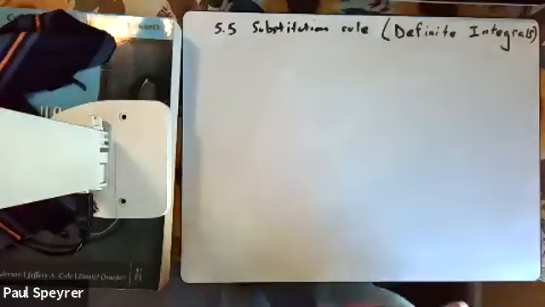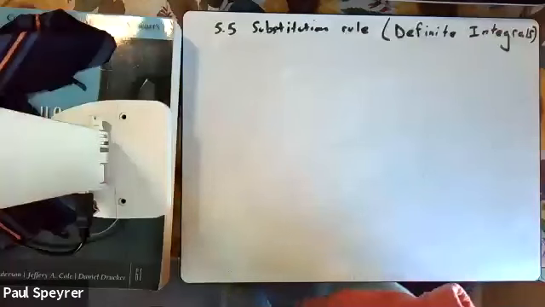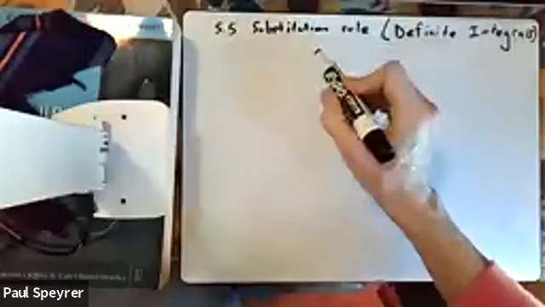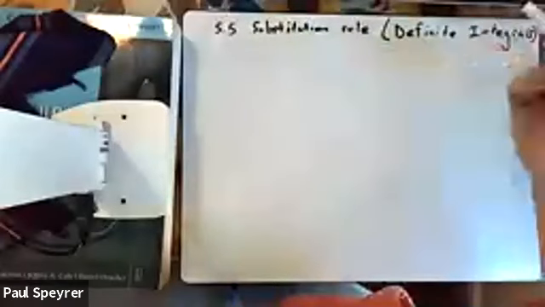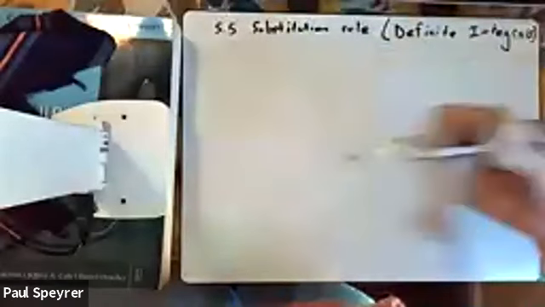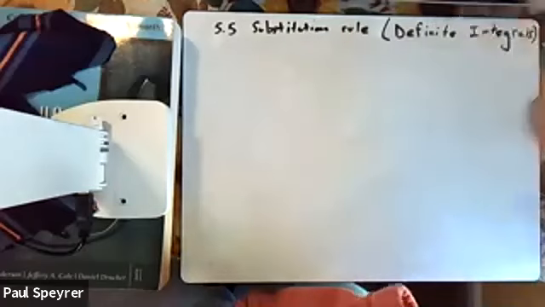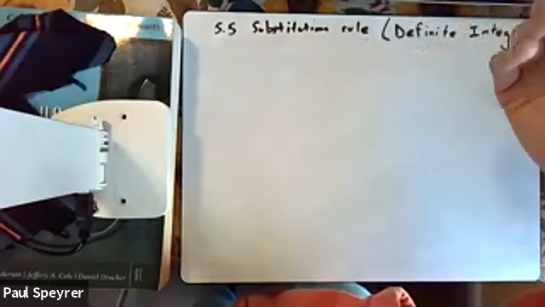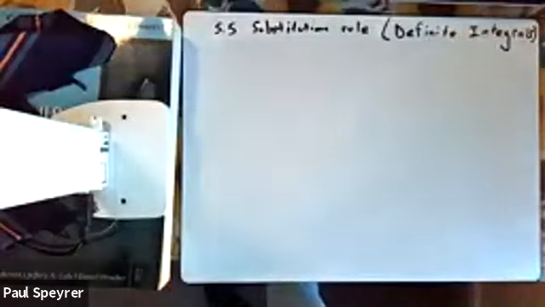Okay, so continuing with 5.5, this is the second part. So remember 5 was talking about the substitution rule. The first part, I did it with indefinite integrals. Now we're going to do it with definite integrals. It's pretty much the same exact process, except that now we have to evaluate the integral at the end, right? We're no longer going to have a plus c. So how does this work out?